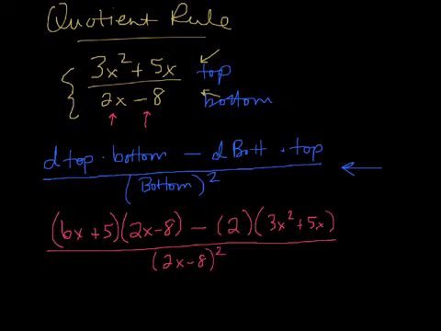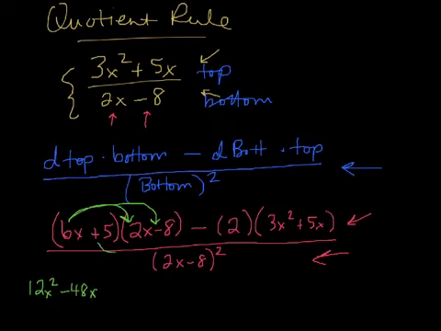In cleanup, you don't have to multiply out that bottom, but you do need to multiply out and fix the top. So let's do that. We've got a FOIL: 6x times 2x and 6x times negative 8. That gives us 12x squared minus 48x. Now I've got 5 times 2x, which is 10x, and 5 times negative 8 is minus 40. All right, I got that.